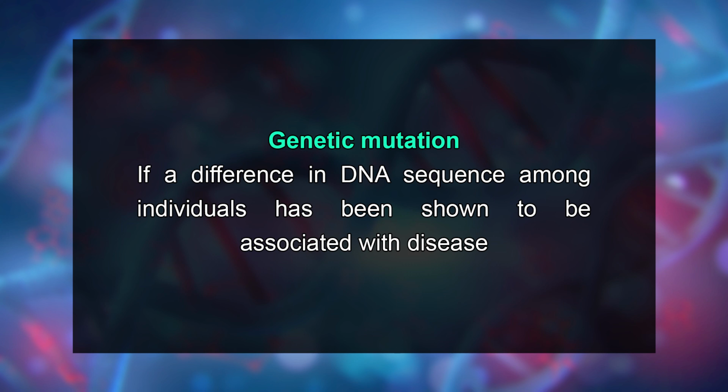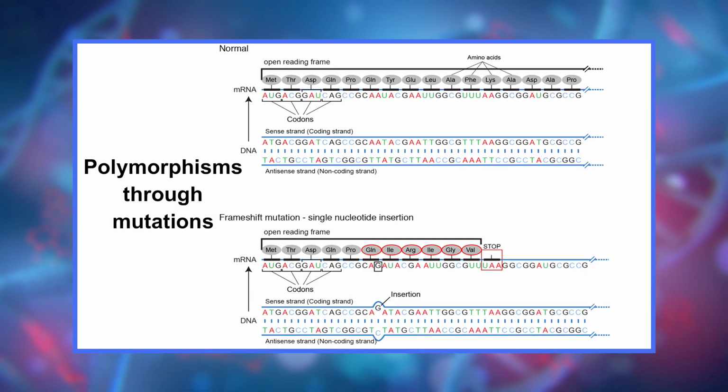Genetic polymorphisms may be the result of chance processes or may have been induced by external agents such as viruses or radiation. If a difference in DNA sequence among individuals has been shown to be associated with disease, it will usually be called a genetic mutation. Changes in DNA sequences that have been confirmed to be caused by external agents are also generally called mutations rather than polymorphisms. Polymorphisms arise through mutations.